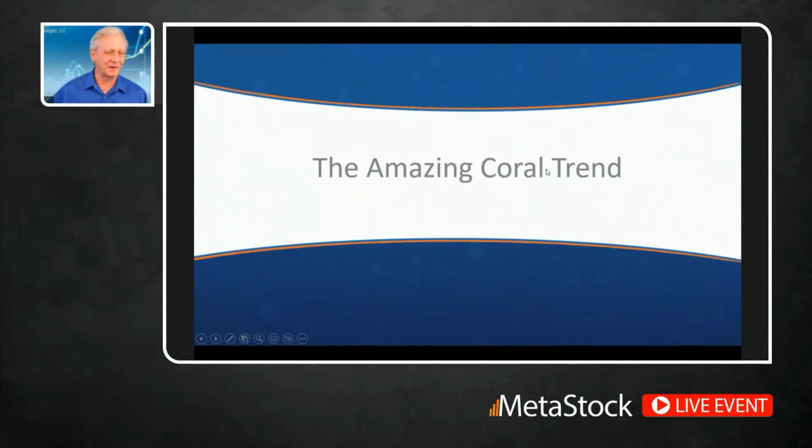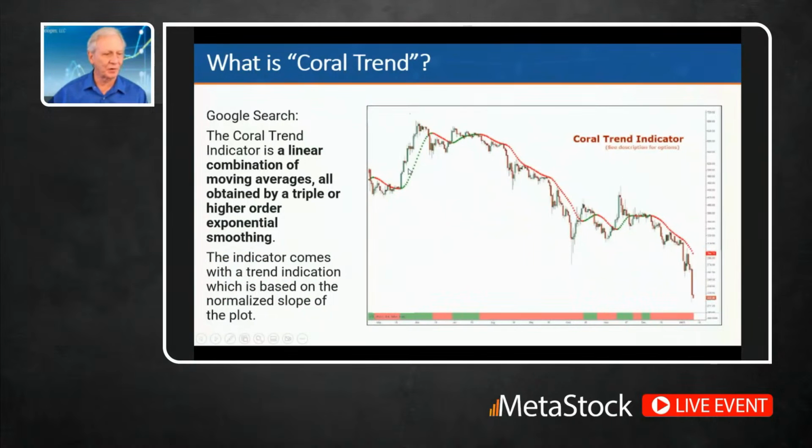You may have already seen this. And if you Google it, you'll see a lot of references to it. In a Google search, it'll tell you that the Coral Trend Indicator is a linear combination of moving averages. It's very important how it puts them together, all obtained by a triple or higher order exponential smoothing. And then it says the indicator comes with a trend indication, which is based on the normalized slope of the plot.